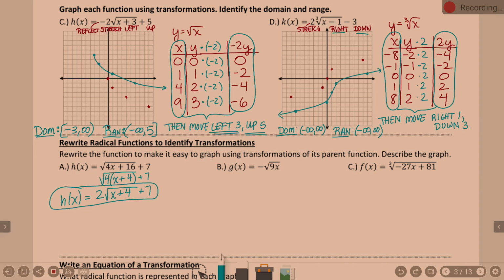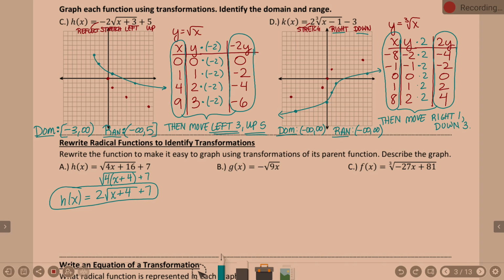Does this look like what a function looks like when we start identifying our transformations? Can you see about 3 transformations happening here? You can. We could see part of that in the original, but when you have that 4x plus 16, this is not a moving 16 because I have 4 multiplying by the x, okay? By now having it x plus 4 under the radical, we have our transformations easier to identify. So when you're asked to rewrite the function to make it easy to graph using transformations, that's the idea we're looking for.